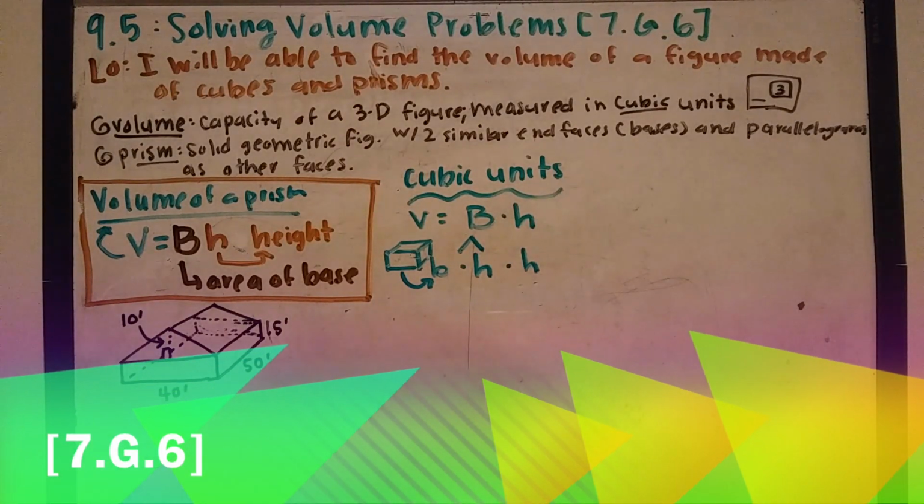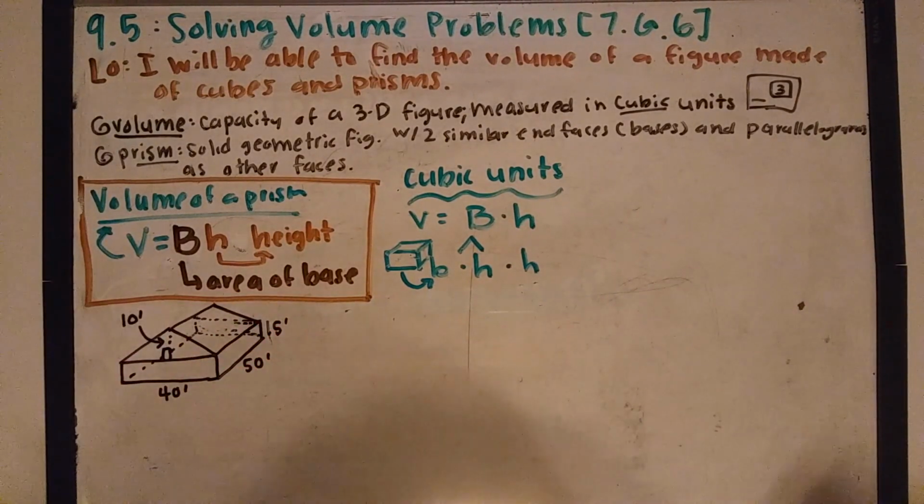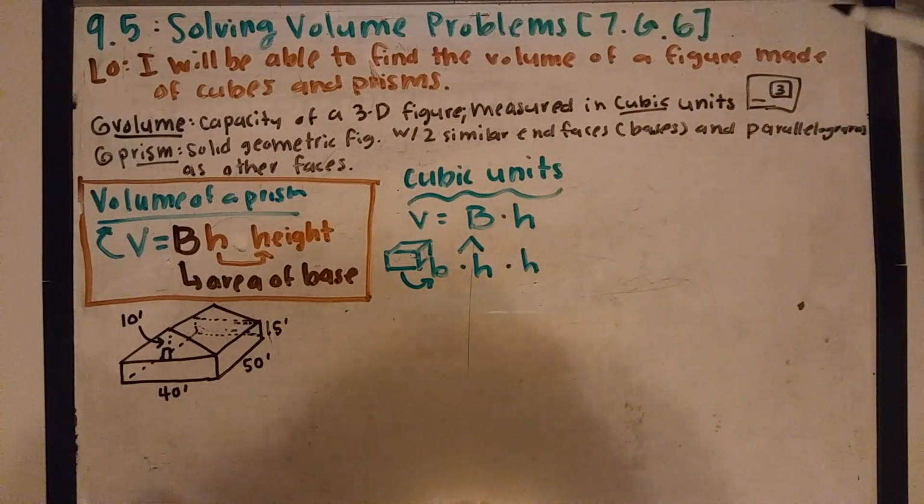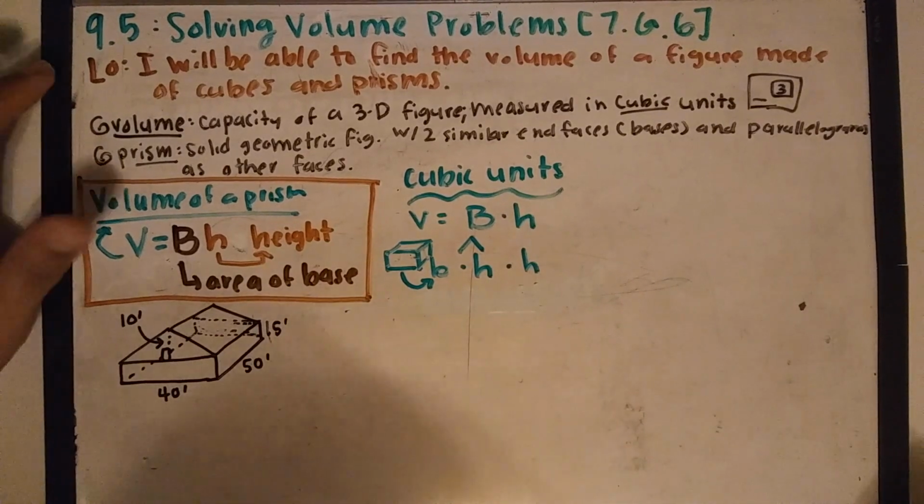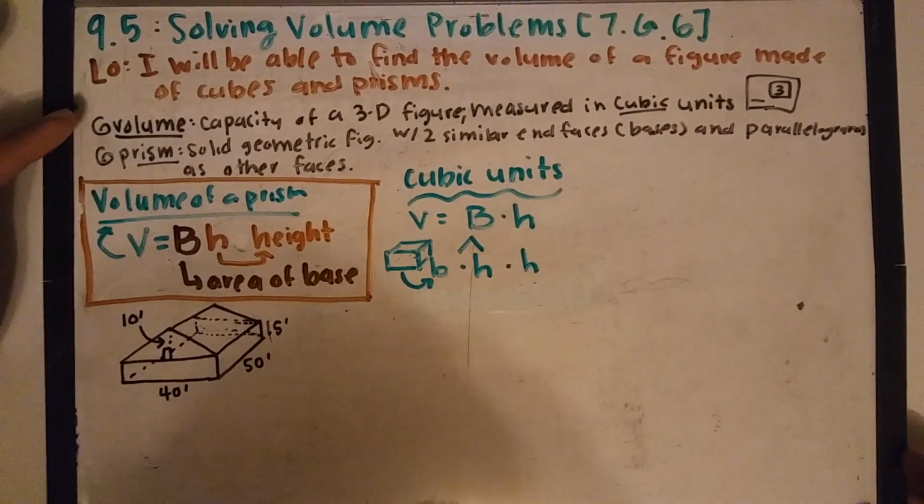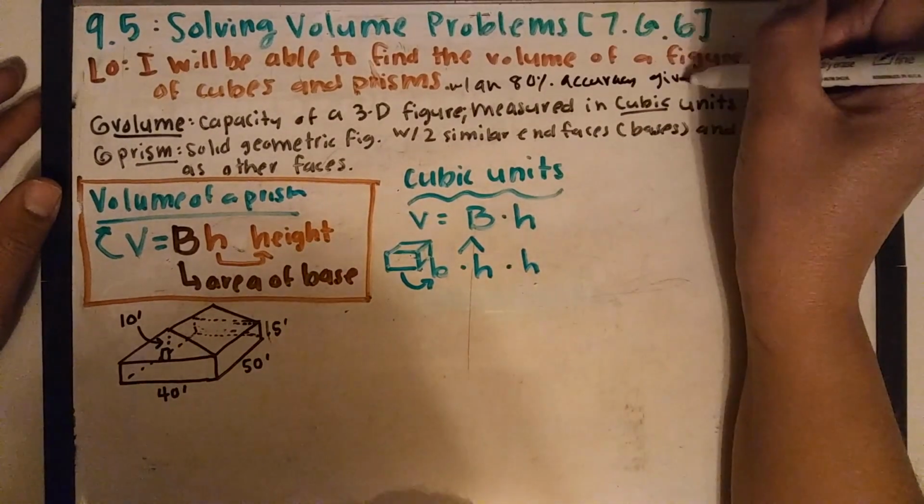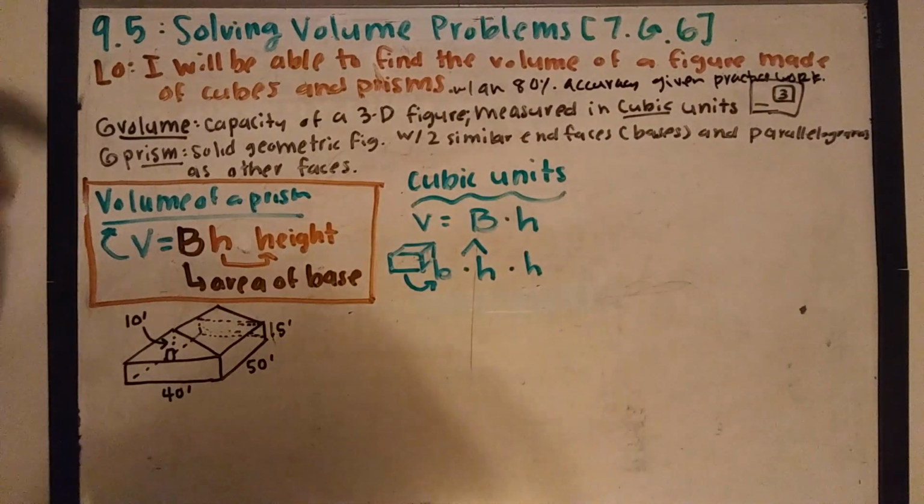Okay, you guys, so this is 9.5, solving volume problems. This is our standard 7 geometry 6, grade 7 geometry standard number 6. And your goal is that you will be able to find the volume of a figure made of cubes and prisms accurately given practice work.